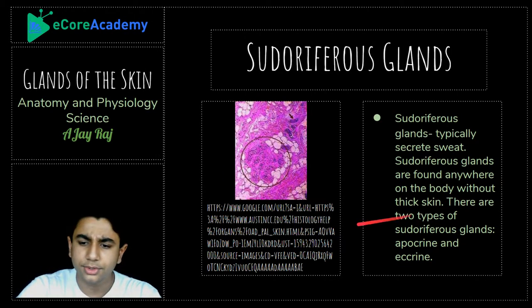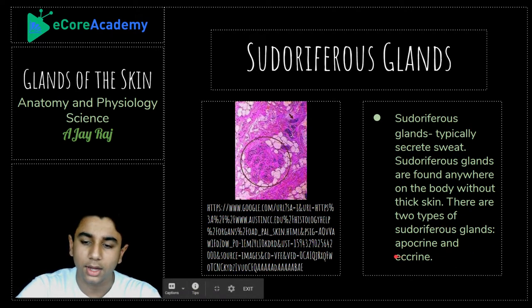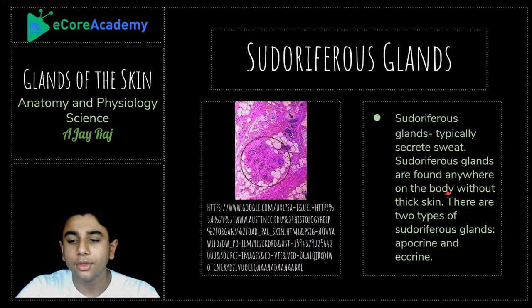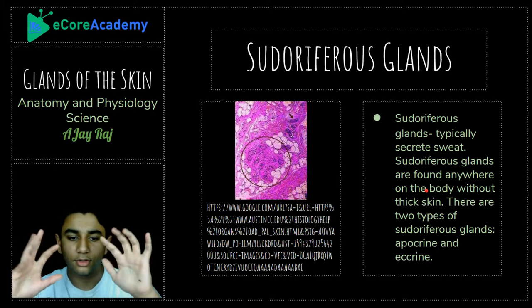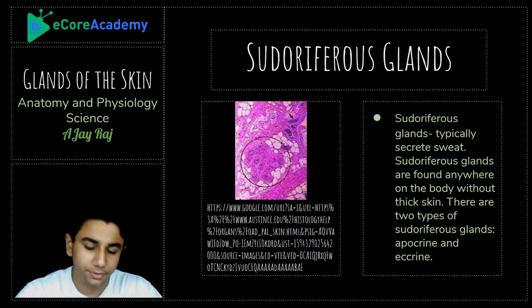And there are two types of merocrine glands, apocrine and eccrine. Eccrine, sorry. I just like to point out here that they're found anywhere on the body without thick skin. So that doesn't include your palmar surfaces, the palms of your hands and digits, all 10 fingers and 10 toes, and then the soles of your feet.